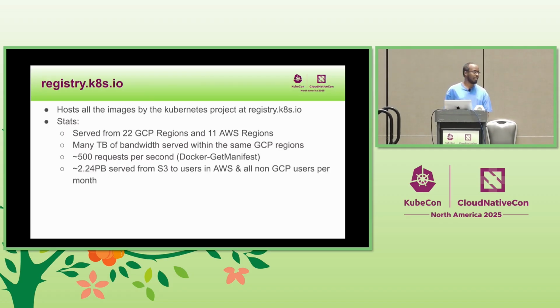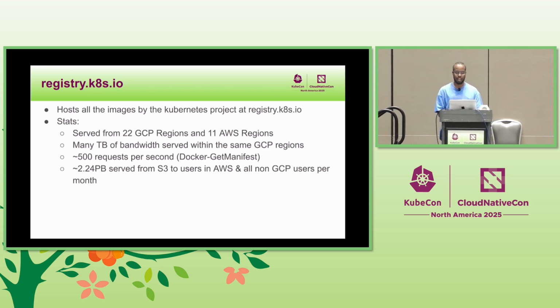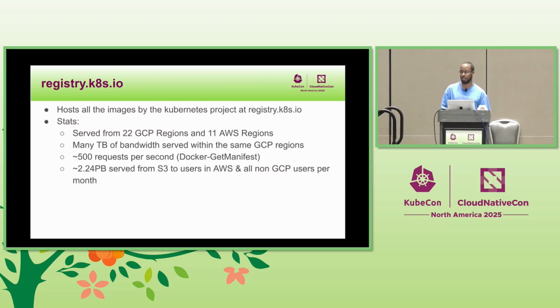The other service that most end users will use is registry.k8s.io that we provide. It hosts all the images that the Kubernetes project publishes, both the core Kubernetes images as well as all our adjacent projects, such as etcd, NGINX Ingress, and various other projects. It's currently hosted in Google Cloud. That's where the main load balancer is. It's being served from 22 Google Cloud regions and 11 AWS regions.